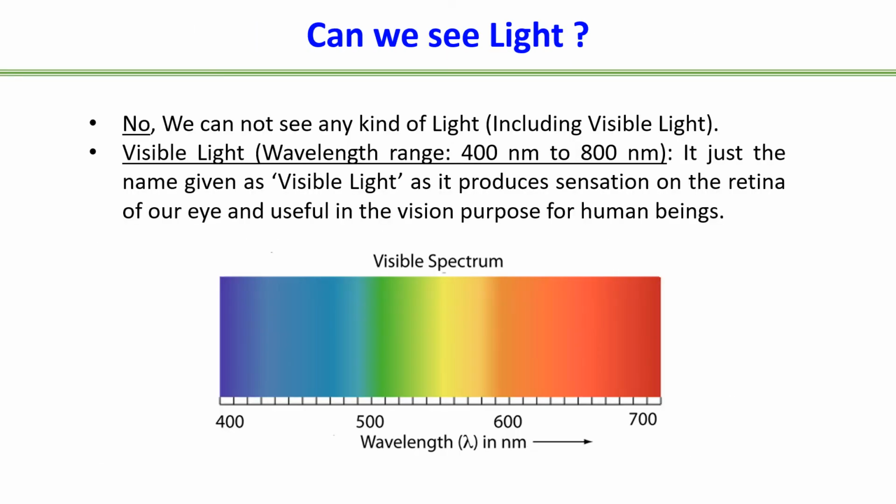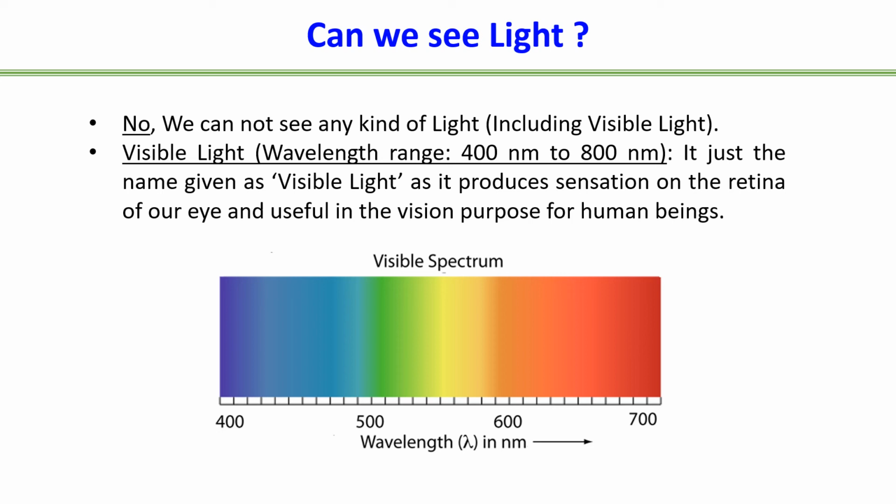Now the important question that we can ask ourselves is, can we see the light? The simple answer to this question is no, we cannot see any kind of light, including visible light. Even the visible light, corresponding to the wavelength range from 400 nanometer to 800 nanometer, is just the name given as visible light. It's not the light which is visible to human beings. Any kind of light from the electromagnetic spectrum is not visible to human beings. The name visible light is given as it produces sensation on the retina of our eye and is useful for vision purposes for human beings. That's why the name given as visible light, nothing else.